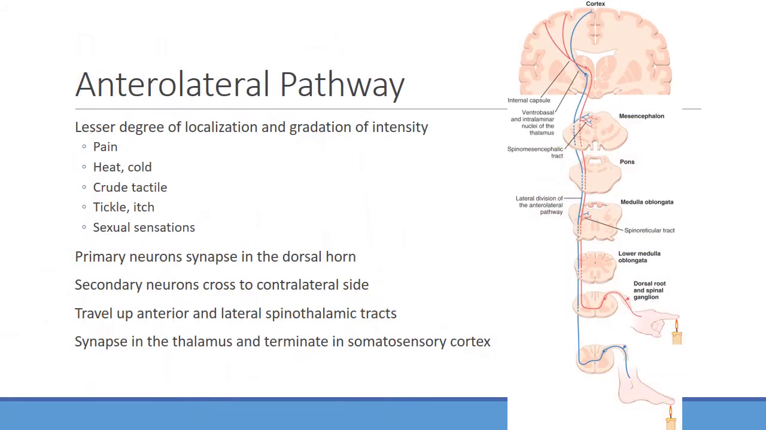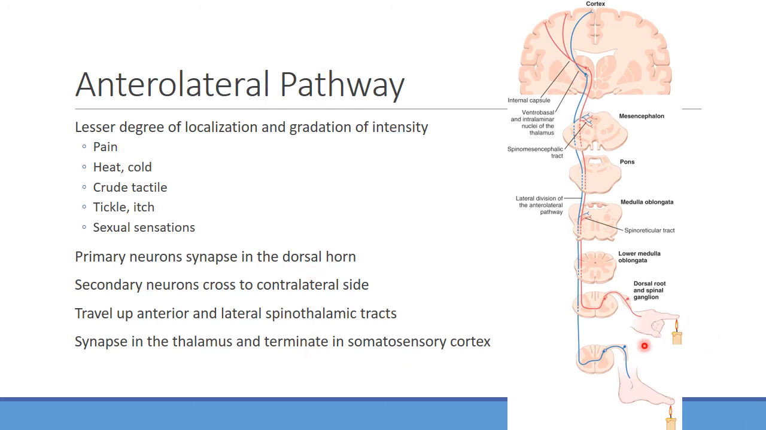Okay, on the flip side, we have our anterolateral pathway, and again, we said this is better for things that don't need a whole lot of localization necessarily, but are better for things like pain reception. This is going to be good for crude tactile sensations. Heat and cold are another big one that travels through this pathway as well. Not quite as quick as the dorsal column pathway, but still pretty good for the most part.